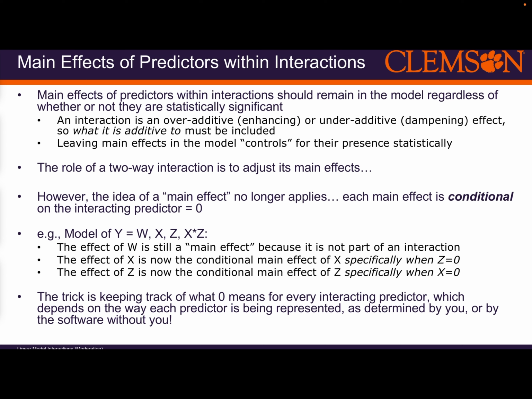Now, what are main effects of predictors within interactions? Let's talk about those for a little bit. Main effects of predictors within interactions should, but not just should, must remain in the model, regardless of whether or not they are statistically significant. The interaction term from our example, beta 3, is either over additive, if it's positive, we call that over additive or enhancing, more than would be predicted by the other 2 variables, or under additive, a dampening effect if it was negative. So what is additive to must be included in the model.